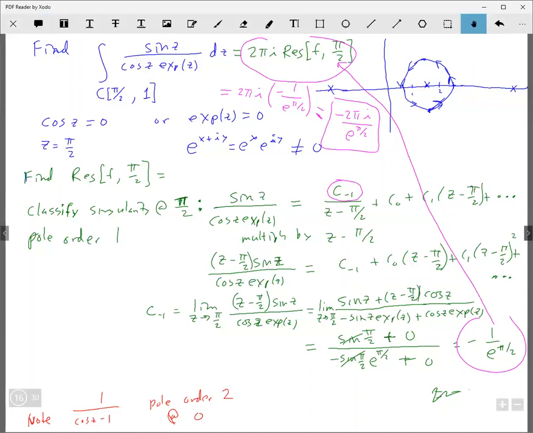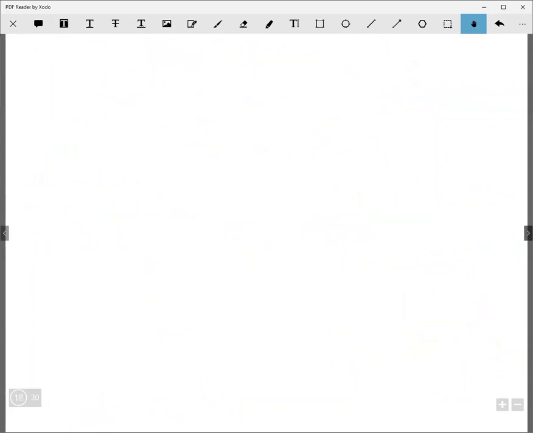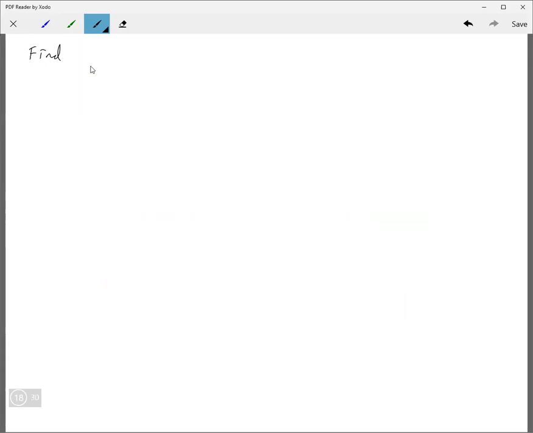Let me give you one more example of what could happen. And that's this one right here, find the integral of, let's say, z to the 4th sine of 1 over z. Okay, so over here, the center is 0 and the radius is 1. So we're integrating around this circle here.